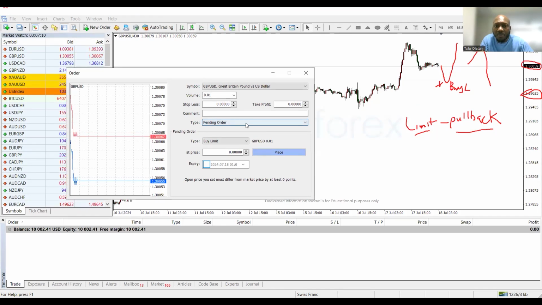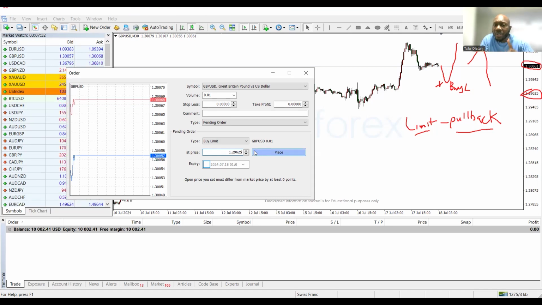Where we have the type over here, pending order, you can see the four that we have here for the limit and the stop. Look for the buy limit, click on it, and here, input that price, 1.29625. Now, based on the concept, we are supposed to click on buy to get our entry, right?